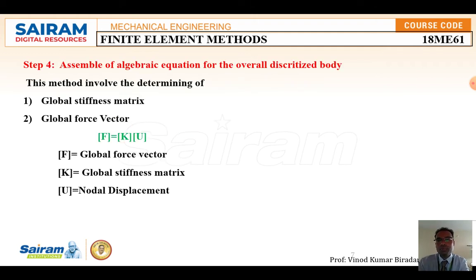That is the fourth step, that is, assembling the algebraic equation of the overall discretized body. Each element you combine, you are going to get a global stiffness matrix. Here this method involves calculating the global stiffness matrix and global force vector with the help of F = KU, the same formula.